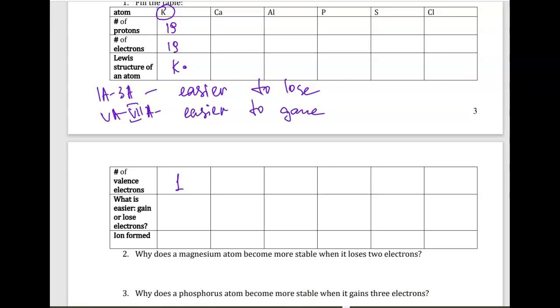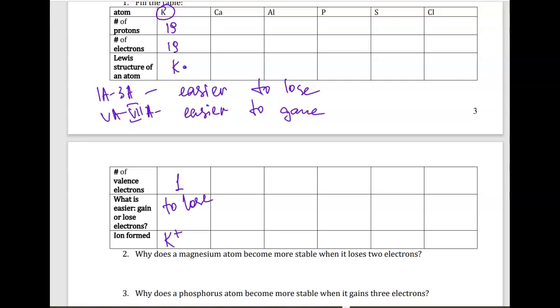So it's group 1A, that means it's easier to lose. And what kind of ion is formed when potassium loses an electron? It can lose only valence electrons, so when it loses one, it will have one positive charge. I think you understand more now than at the beginning.